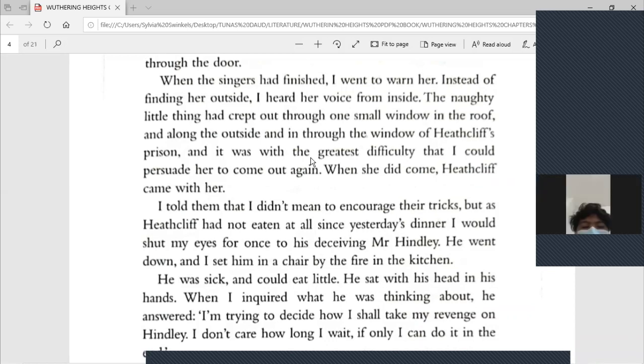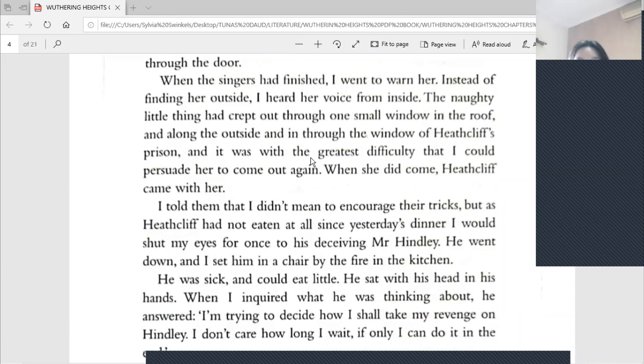I told them that I didn't mean to encourage their tricks, but as Heathcliff had not eaten at all since yesterday's dinner, I would shut my eyes for once to his deceiving Mr. Hindley. He went down, and I set him in a chair by the fire in the kitchen.